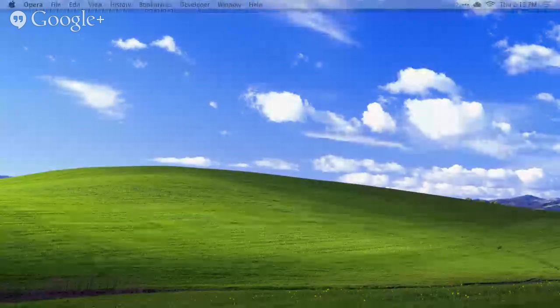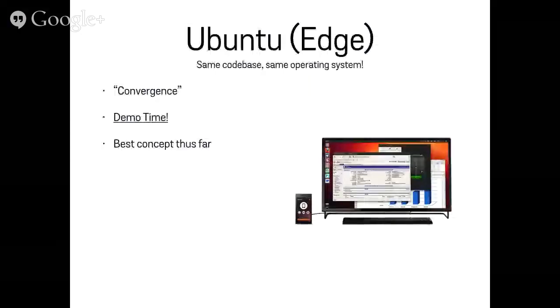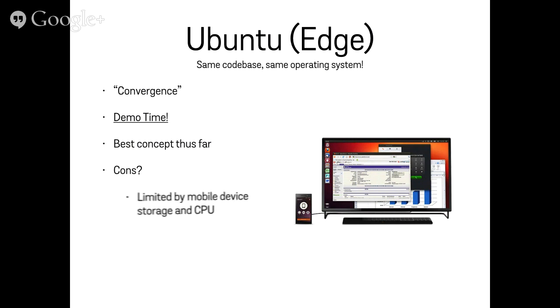So, yeah, I think that's pretty cool. And like I said, this is the best concept thus far of the same code base, same operating system, one device, but all you have to do is dock it and it just shows up working as expected. The cons of this is obviously you are limited by the mobile device storage and the processor. For most people that wouldn't really be an issue. For all of us, it would be a huge issue because we wouldn't be able to work on that. But I feel like Grandma would not have a problem. She would just be awesome.